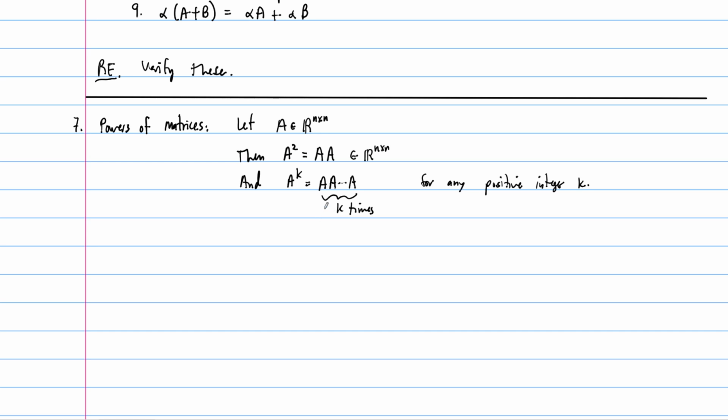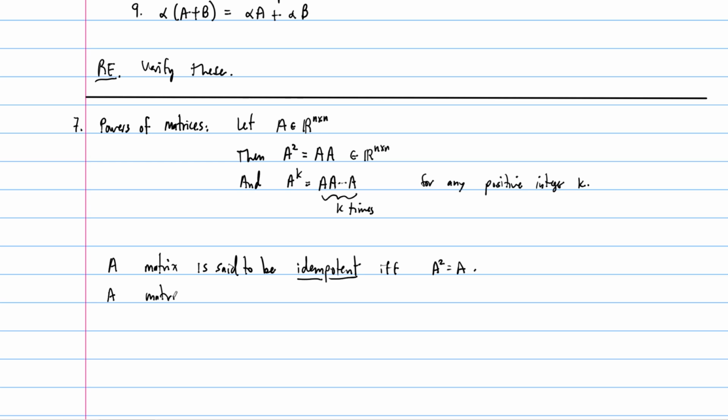Now, we can define a couple different properties of matrices that are related to their square and maybe to higher powers. So here are some definitions. A matrix is said to be idempotent if and only if A squared is equal to A. So if you square the matrix and you get back itself, then that's said to be an idempotent matrix.